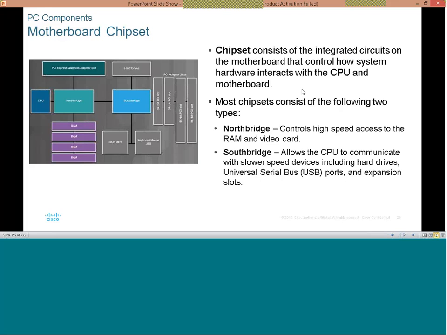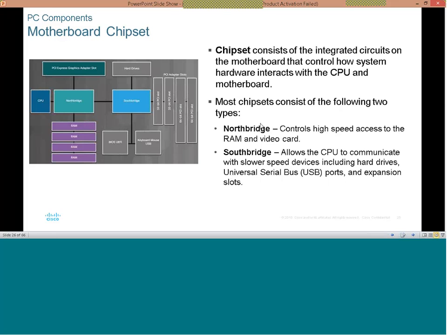Remember we said it helps to control how the hardware interacts with the CPU. And the hardware we're talking about here is like your RAM, your expansion slot, USB ports and all of that, your RAM, your video card. So the chipset helps to create that interactivity between the CPU and the device.